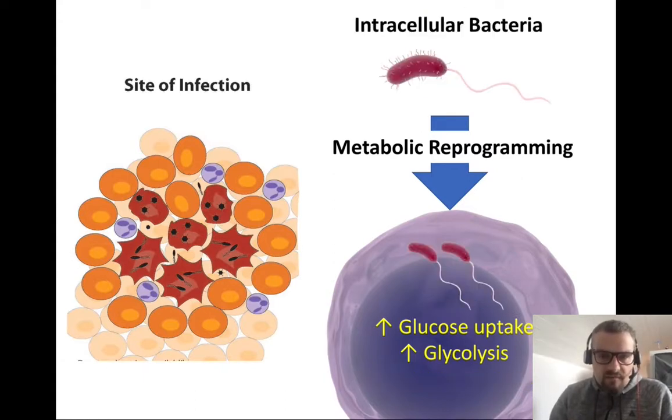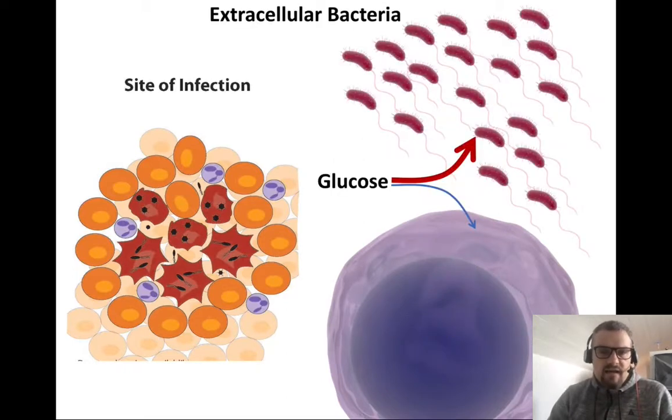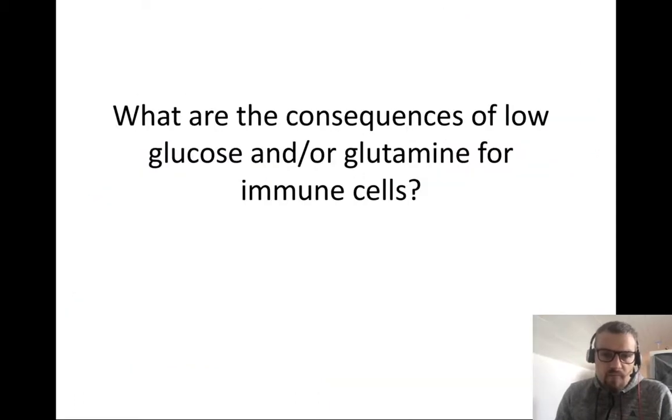Similar can be seen for some intracellular bacteria. They can also reprogram the cells that they infect to increase glucose uptake and glycolysis, again to support the growth of the bacteria rather than to support the growth of the host cell. And as I said, certain bacteria have a preference for glucose as a fuel store, and we know how fast bacteria divide, so you can imagine at the site of infection you have billions and billions of bacteria all consuming glucose. So I think it's reasonable to assume that immune cells can encounter environments where glucose and/or glutamine are at low levels.